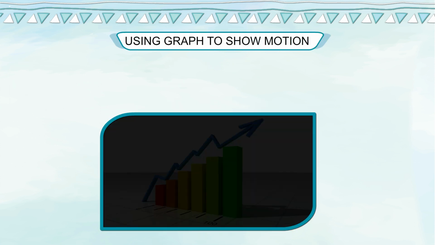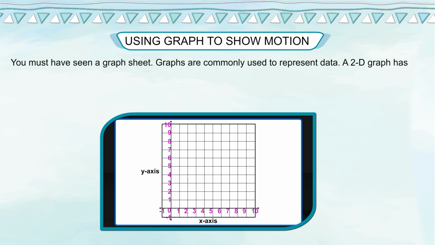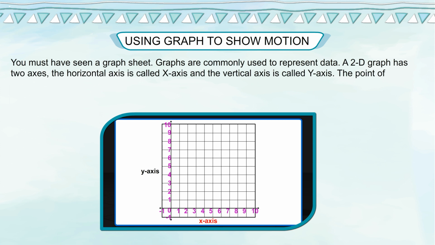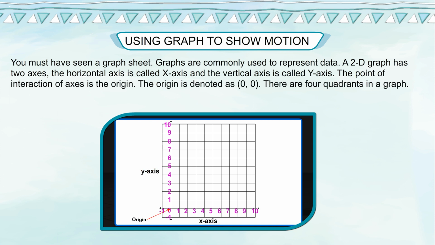Using graph to show motion. You must have seen a graph sheet. Graphs are commonly used to represent data. A 2D graph has two axes. The horizontal axis is called x-axis and the vertical axis is called y-axis. The point of intersection of axes is the origin. The origin is denoted as (0, 0).